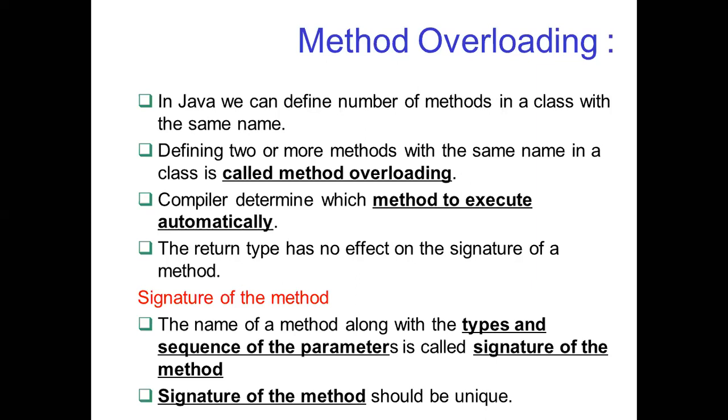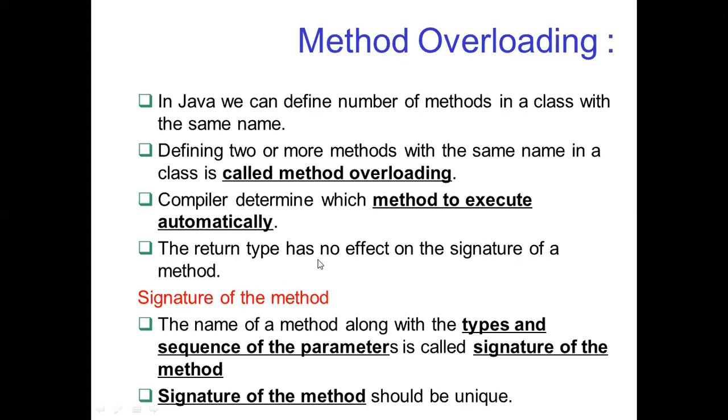The same concept we already discussed in C++, where it is called function overloading. With respect to Java, you can observe on the slide that in Java we can define a number of methods in a class with the same name. There also, two or more functions with the same name differ in the parameters and their types. Similarly here, defining two or more methods with the same name in a class is called method overloading. With respect to Java, we have to say it like this, the definition.